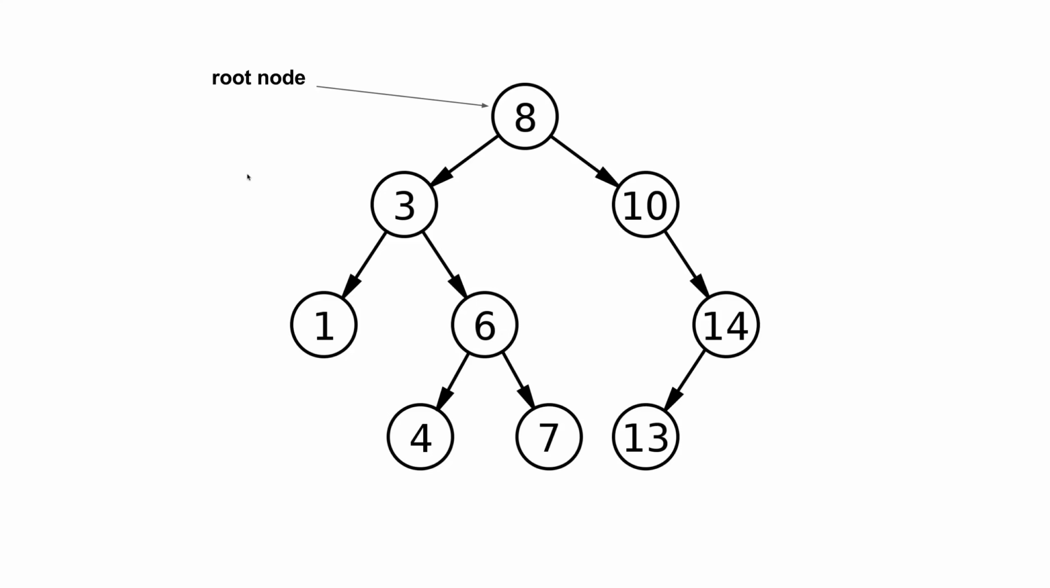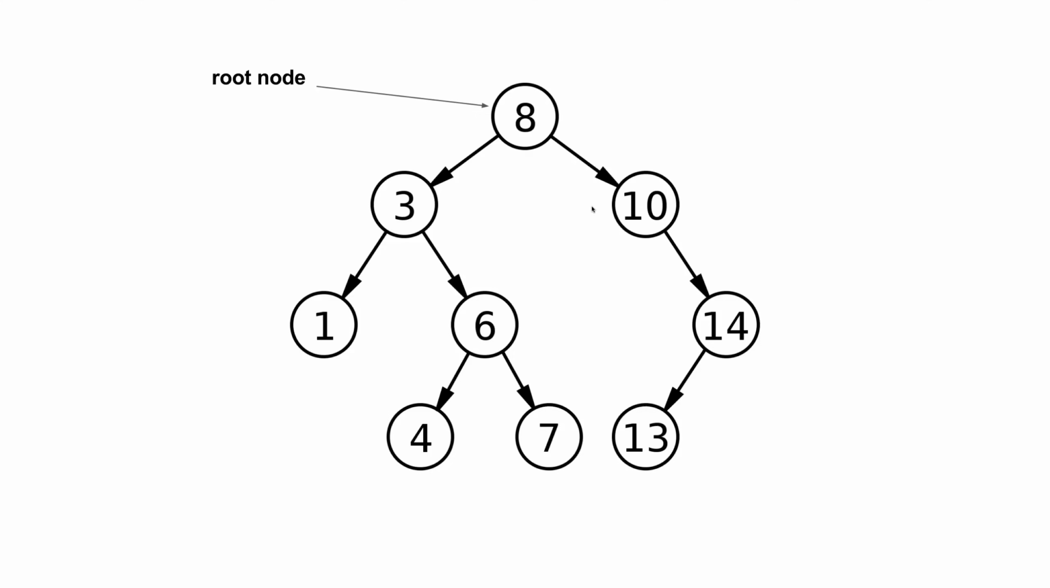So the first thing to notice when looking at a binary search tree is the fact that there's only ever a single node that doesn't have any arrows pointing to it. That node in particular is called the root node. In this case, the root node contains an integer value of 8, specified here at the top, and it has children of integers 3 and 10.